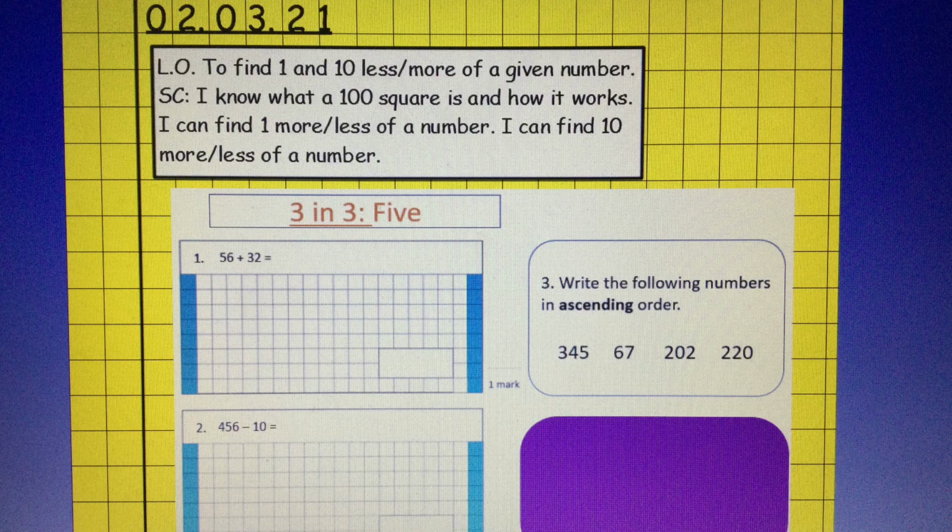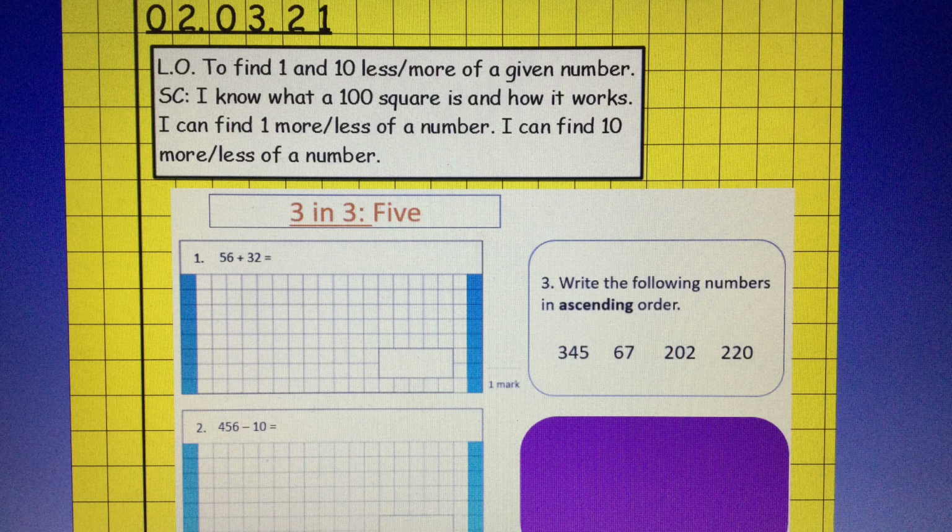Our LO today is to find 1 and 10 less or more of a given number. I know what a 100 square is and how it works. I can find 1 more or less of a number, and I can find 10 more or less of a number. We're going to start with our 3 and 3, so please grab a 3-minute timer. I'm going to read them all to you once through, and then you can pause the video and start your timer and see how you get on.